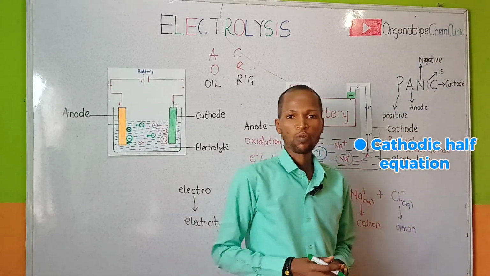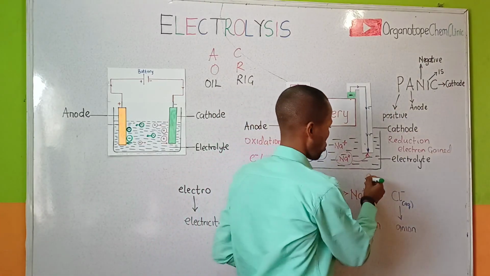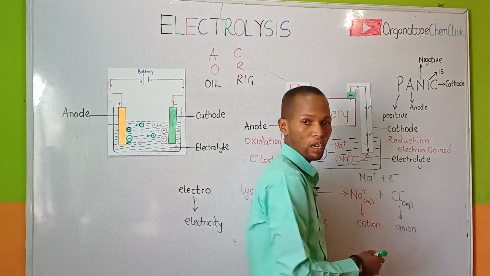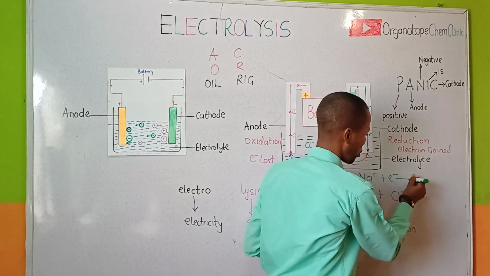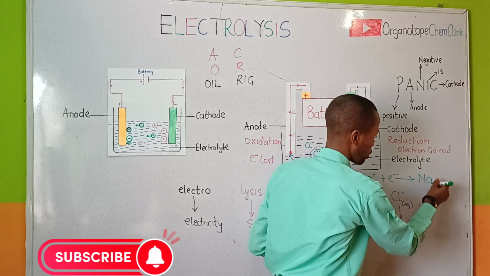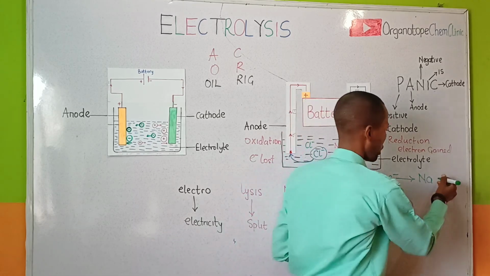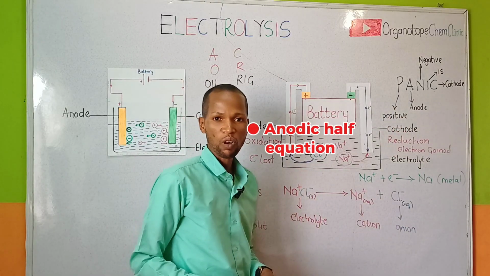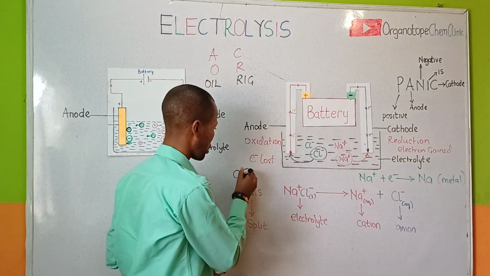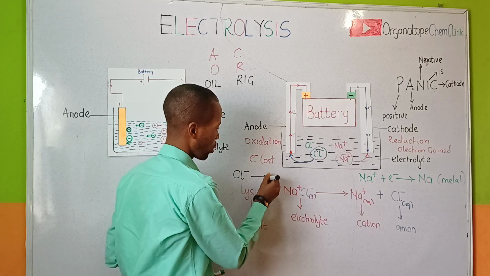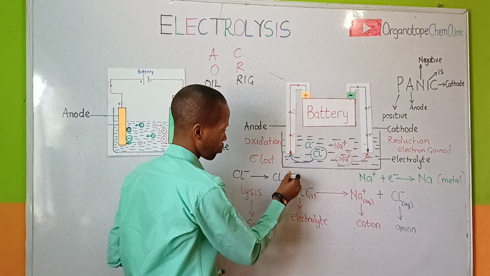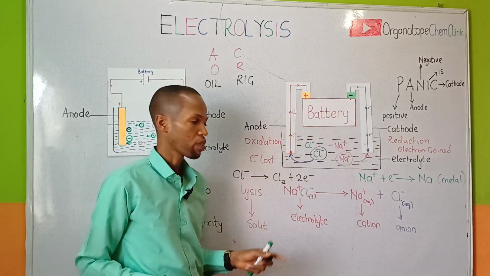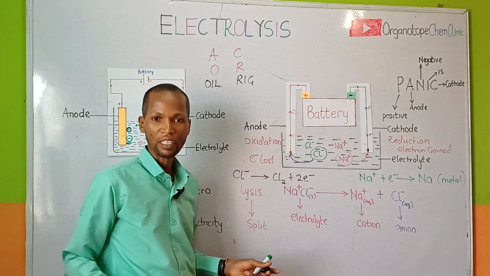The cathodic half equation can be expressed as Na+ + e- going to Na. That is gain of an electron, resulting in the formation of a sodium atom, which is a metal. While the anodic half equation can be expressed as Cl- going to Cl2 + 2e-. That is, we have loss of 2 electrons at the anode.